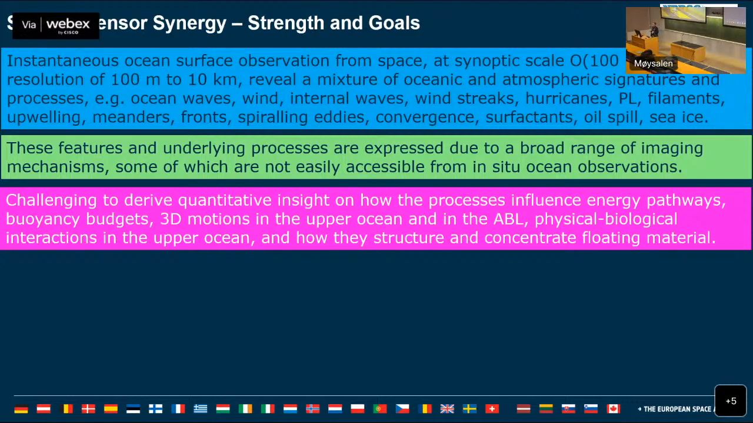How do these processes influence the pathway of energy, fluxes, 3D motions in the upper ocean, 3D motions in the atmospheric boundary layer, physical-biological interactions, and also how they concentrate and move around floating material?